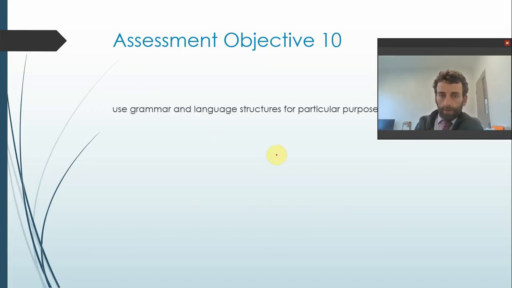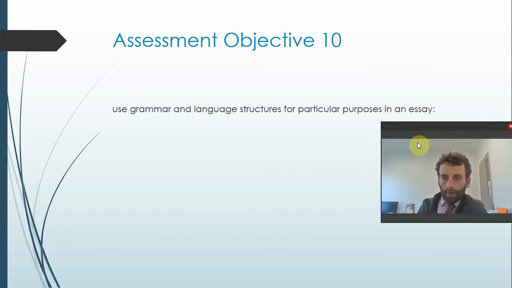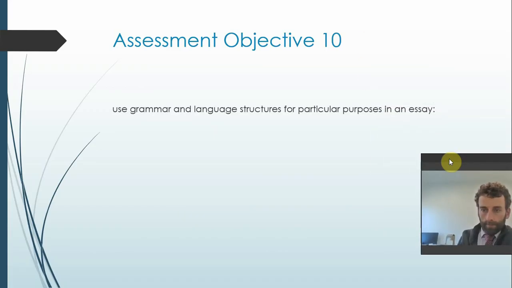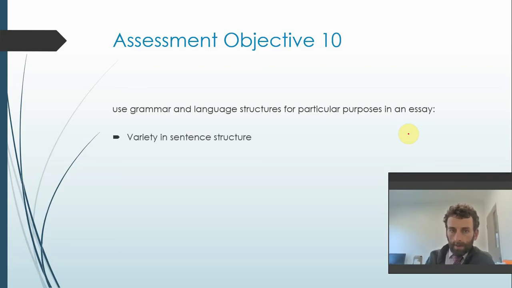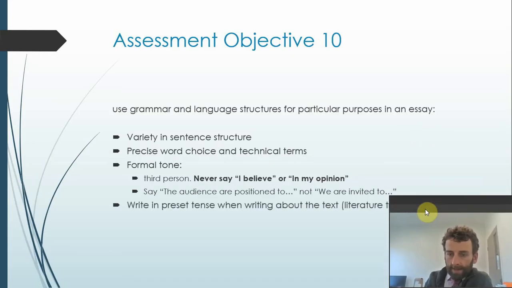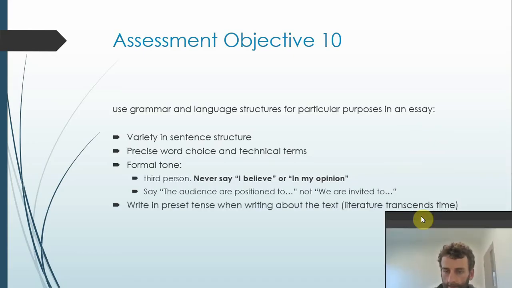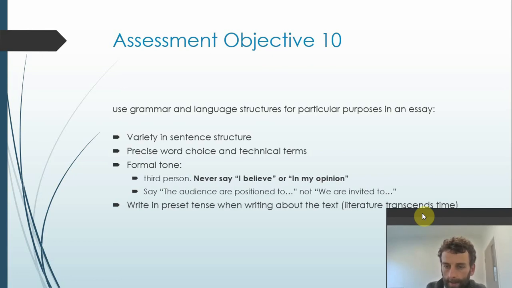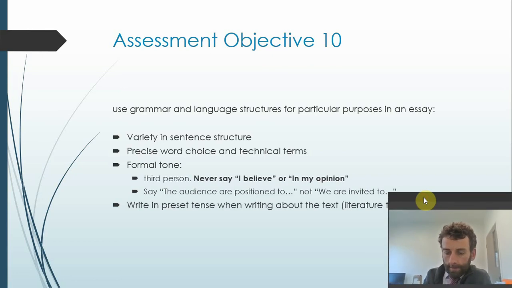Assessment objective 10, use grammar and language structures for a particular purpose in an essay. Have a variety in sentence structure, precise word choice and technical terms. Never say I believe or in my opinion, always write in third person. Say the audience are positioned to, or we are invited to. Write in present tense. Yes, it was written back in 1606, but literature transcends time, and we are looking at it here, today, now.